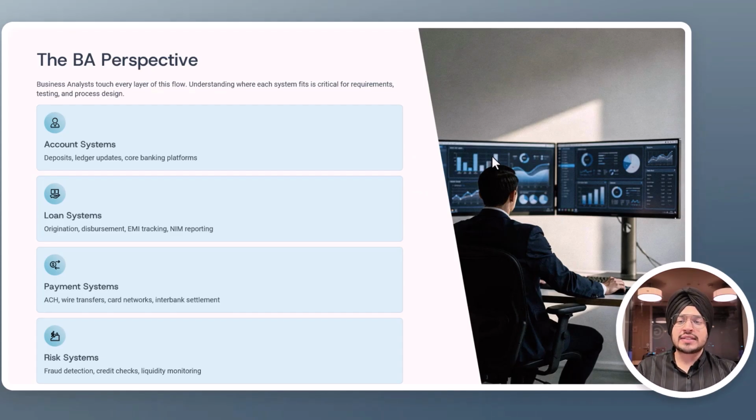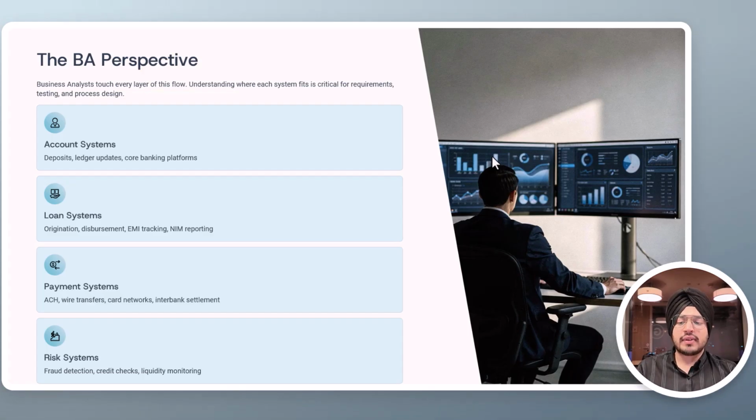So let's summarize what all systems a business analyst needs to focus on. First is the account system. In the account system, business analysts would need to focus on deposits, ledger updates, and core banking platforms. For loan systems, it would be origination, disbursements, EMI tracking, that is equated monthly installments, and NIM reporting. NIM stands for net interest margin.